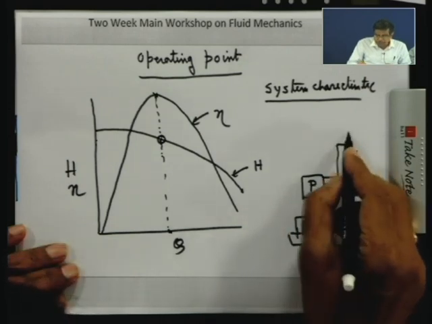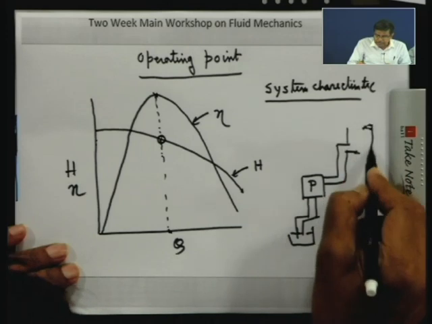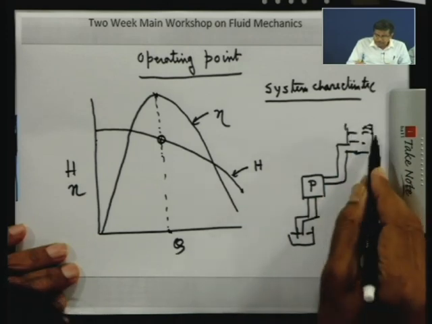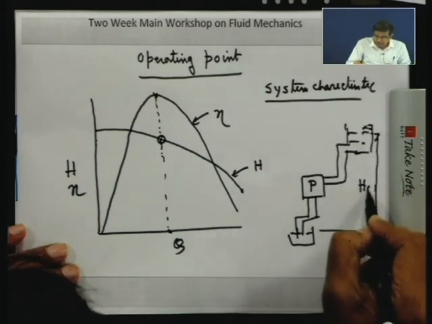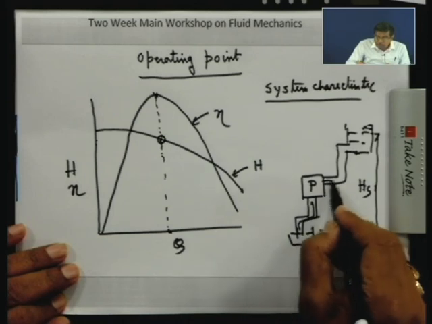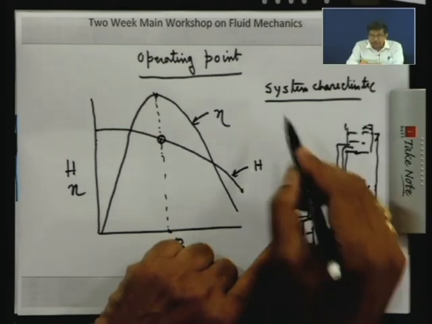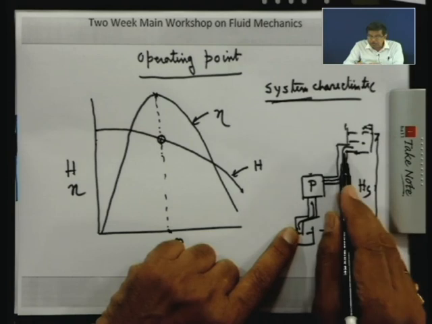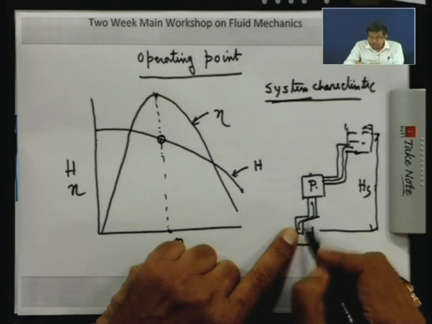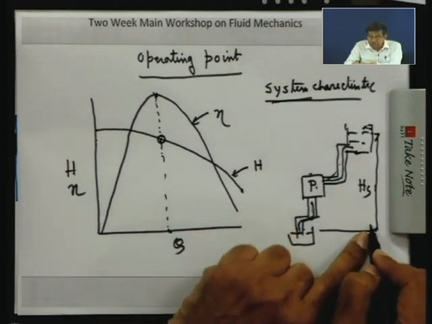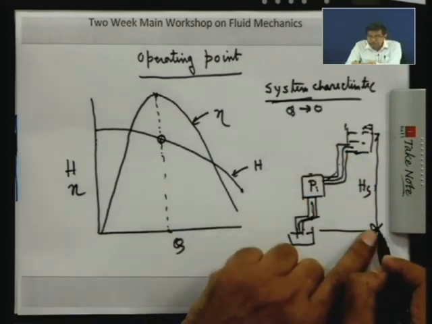I give the water to a tank like this, and this is my static lift, Hs. Now, when the flow takes place through this pipeline, the pump cannot operate alone, it has to be fitted with this pipeline. So, this pipeline forms the system. When the flow takes place through the pipeline, there are losses in the pipeline. Therefore, the head developed must be equal to the loss plus the lift. When the flow tends to 0, the head developed will be simply the static lift.